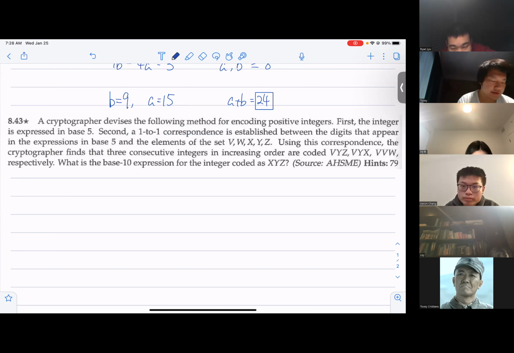Okay, so Rekha, since you did it, could you tell us how you did this one? How did you start it? Okay, it's a bit complex to explain, but, you can explain in Chinese.